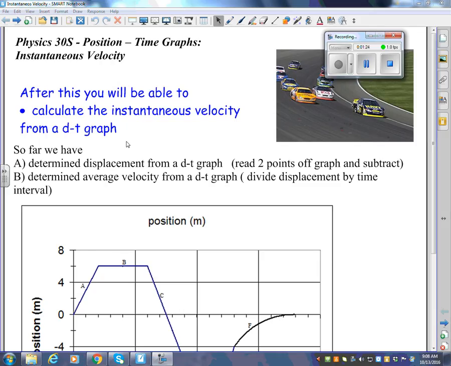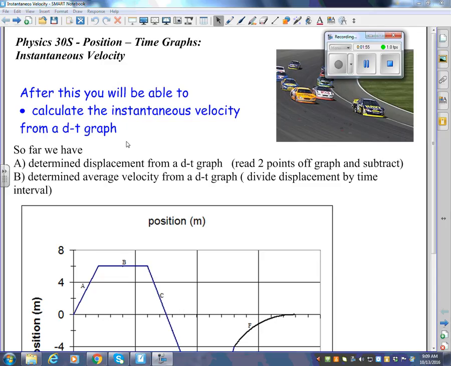Now we've talked already about average velocity over an interval, right? Distance over time. When I say instantaneous velocity, what does that mean to you? Annika, what does instantaneous velocity mean to you? At one instant, like how fast you're going right now, right? You look at your speedometer, how fast you're going right now. Whereas your average velocity is your average over that time.